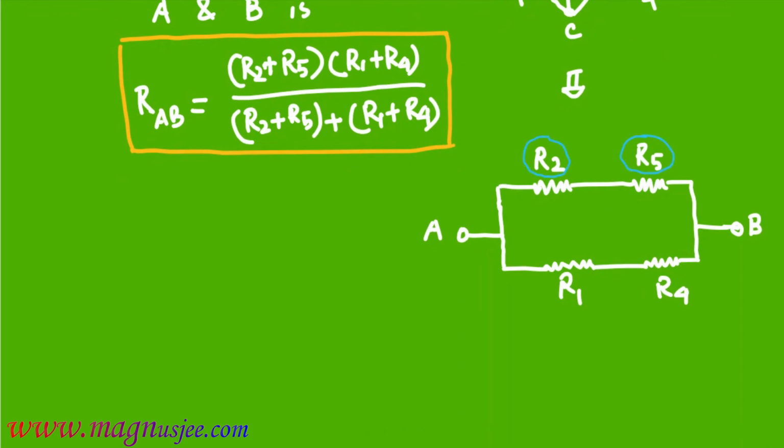R2 and R5 are connected in series combination. So that's why we get the equivalent resistance of R2 and R5 as R2 plus R5. Similarly, R1 and R4 are connected in series combination. That's why the equivalent resistance of R1 and R4 is R1 plus R4.